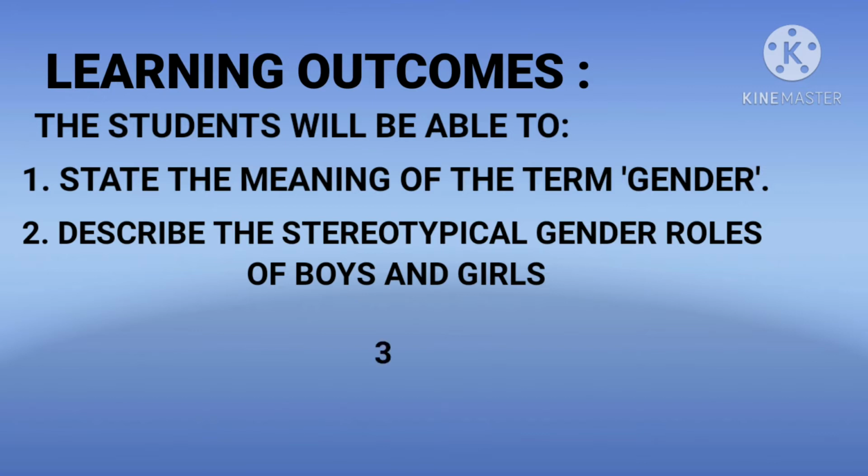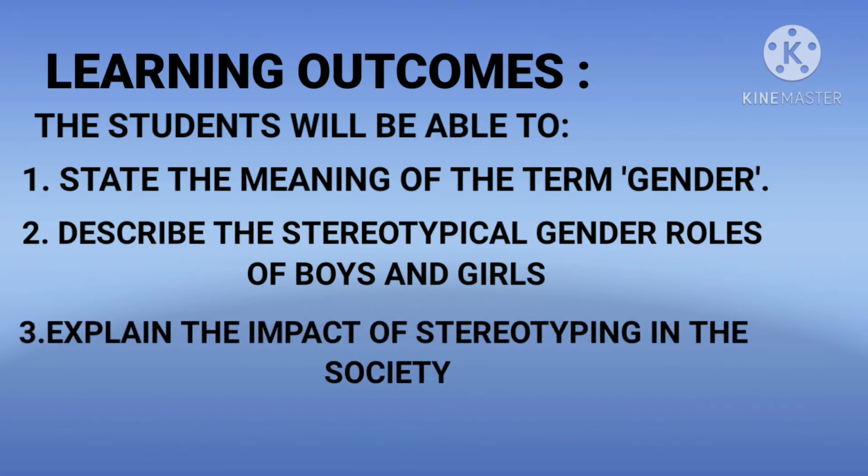So our next learning outcome is you will be able to explain the impact of stereotyping in the society. Here we will see the idea of stereotyping results in negativity. It spreads more discrimination in society, and it hampers, it stops the growth of both boys and girls. So students, let us start with our chapter. But before that, I want you to have a look at one advertisement on gender equality.